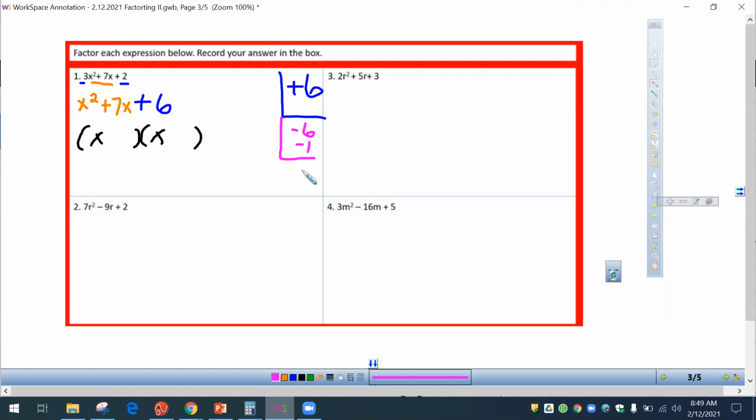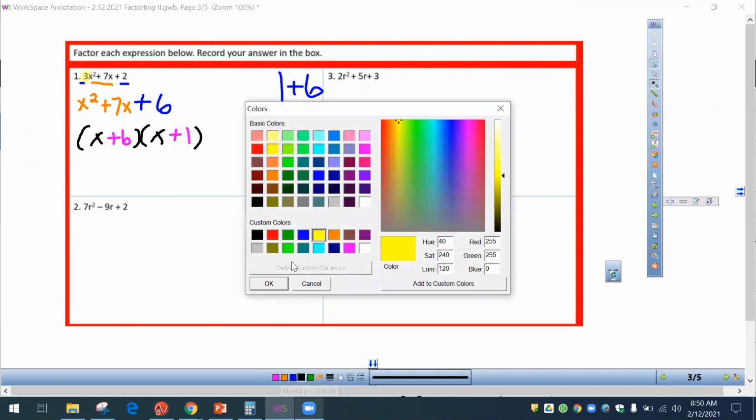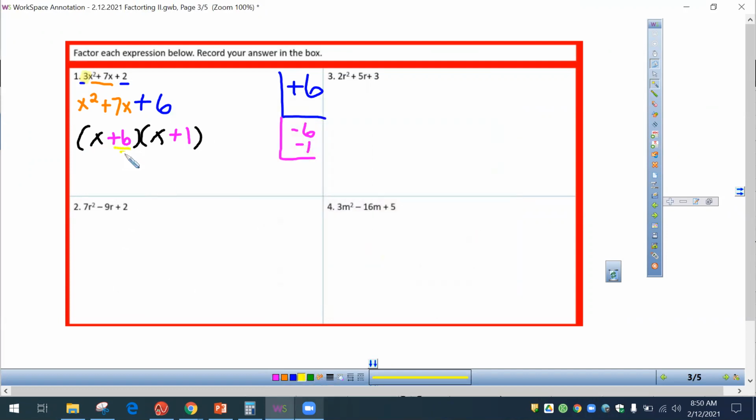So now that you have your roots, to get your factors, just flip them, change the sign. Sometimes one will be positive and negative here, but since both are negative, they both become positive. Now all you have to do is divide by this number that I'm highlighting, which is 3. So you'll divide by 3.